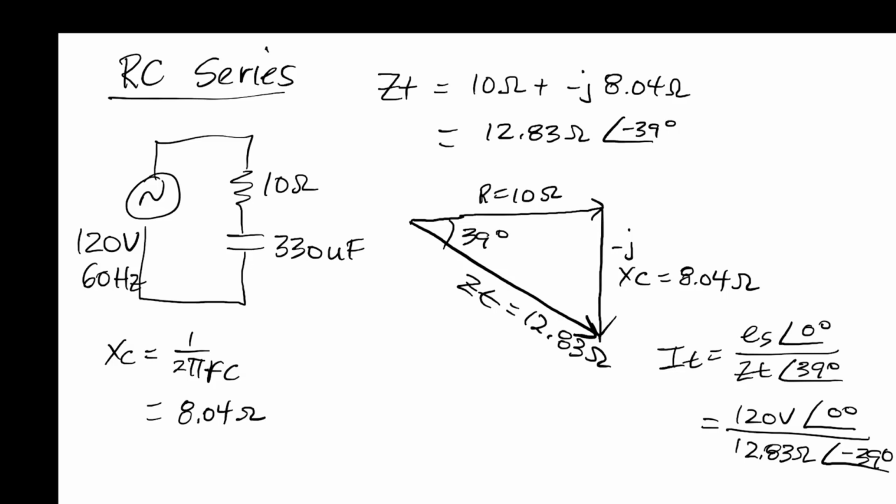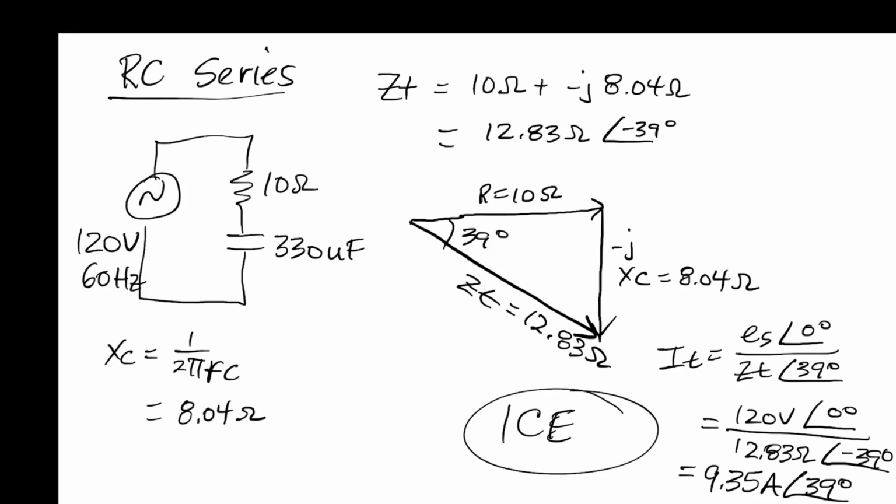So now we're looking at determining I total. We're doing a division of our E source divided by Z total, and the result is going to be a value of 9.35 amps as a magnitude, of which we know the current is going to be leading the applied voltage by 39 degrees. And that, of course, is supported by our ICE relationship, where we know the current is going to lead the voltage. If you pick voltage as the reference, current is going to lead. Okay, so that's what we see for our current.